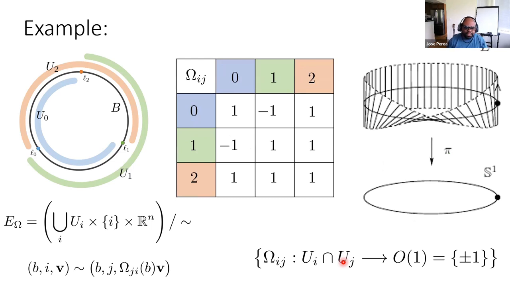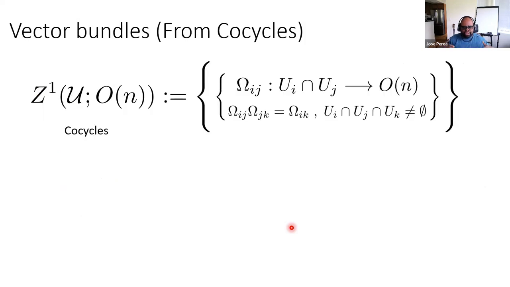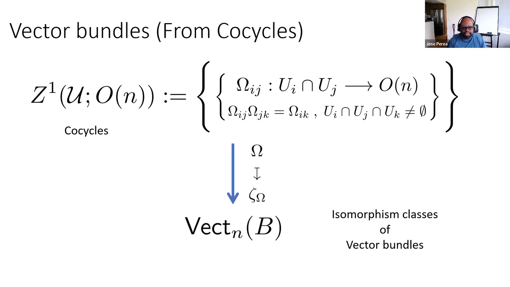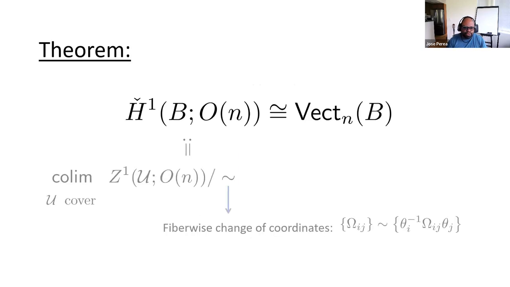So this is the first non-trivial example of a vector bundle I gave you. And now I have shown you how to build it from finite data, from these omega ijs, okay? So just to summarize what we have thus far, if you start with a family of cocycles with values in the orthogonal group, then you can build vector bundles using the previous recipe, okay? And the nice theorem you can prove is that if you're willing to refine your cover, make your open sets smaller, smaller, and smaller, and you are willing to mod out by fiber-wise changes of coordinates, this actually recovers all possible vector bundles over B up to isomorphism, okay?